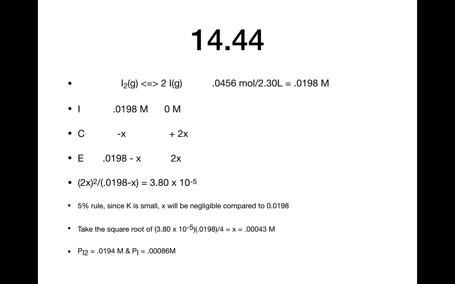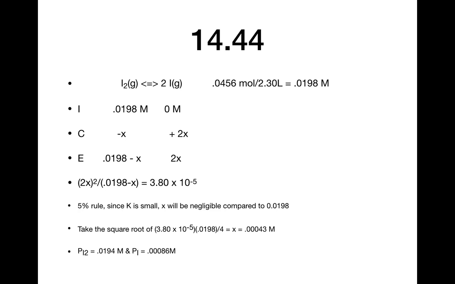However, I would like to introduce you to the 5% rule. The 5% rule is an approximation technique that can be used in these problems to avoid having to do a quadratic equation. So here's basically how it works. If your K is small, and this one is 3.80 times 10 to the minus fifth, then the shift to the right is going to be very small. So in this case, x is going to be very small. So we don't expect much shift to the right because K is small.